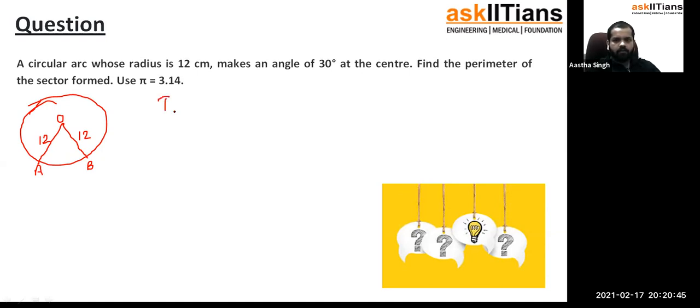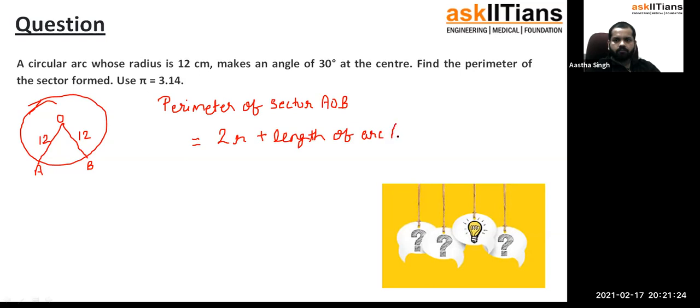Let me write. Perimeter of sector AOB will be equal to 2 times radius plus length of arc AB. I think the point is clear. You know the value of radius, 2 times r, and r is 12. Plus, what will be the length of arc AB? Just try to solve for the length of AB.